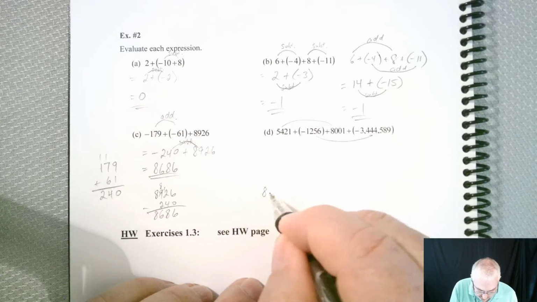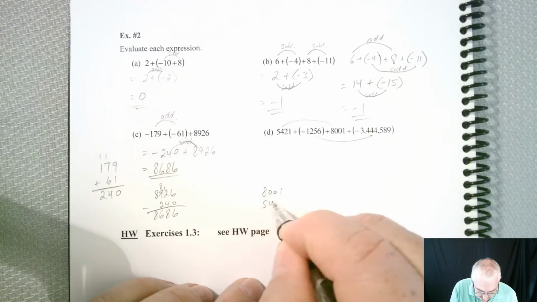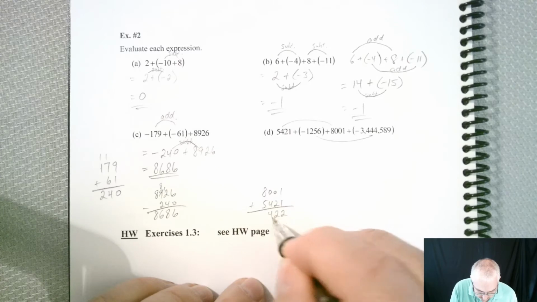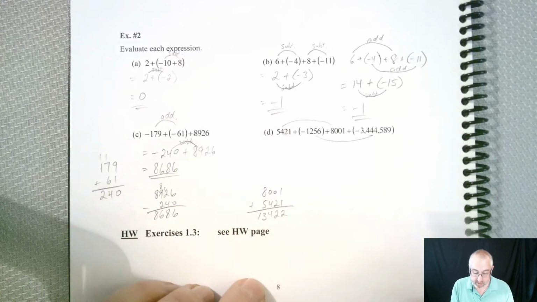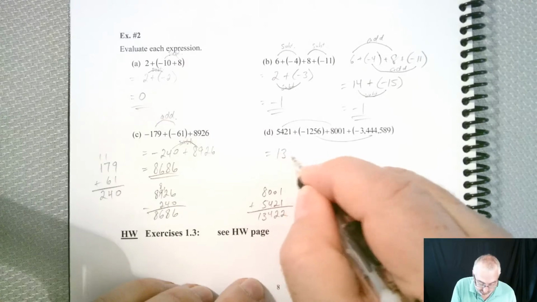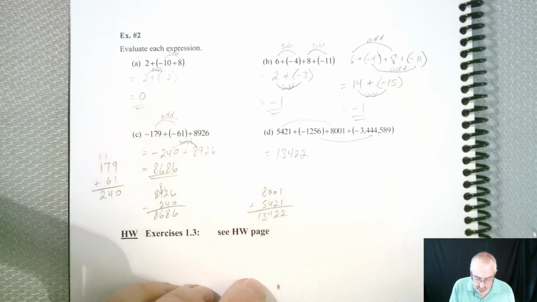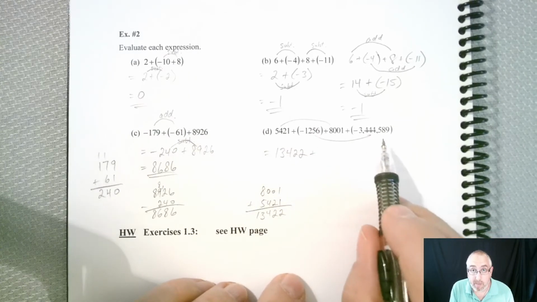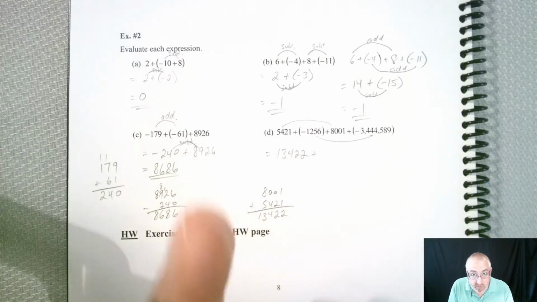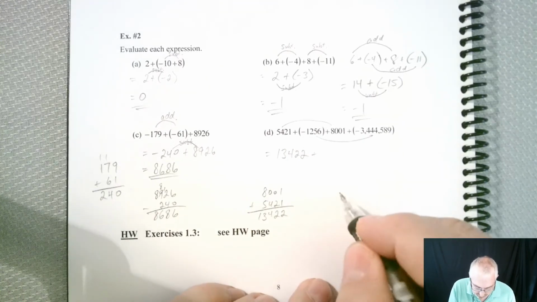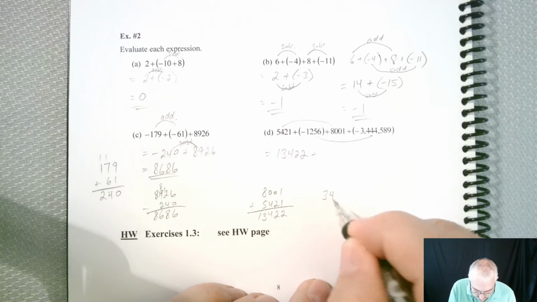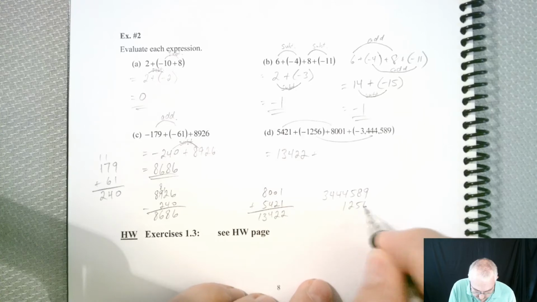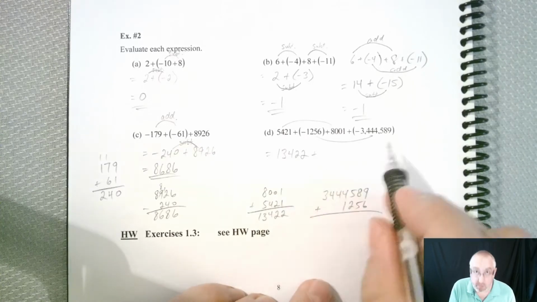So we got 8001, 5421, 22413. Now those were both positive, so we know that's going to be a positive answer. And now we got these 2 negative numbers. Ooh, we got a really big one here. So let's be careful. You want to make sure all your place values line up when you're adding or subtracting. So 3, 4, 4, 4, 5, 8, 9, 1, 2, 5, 6. And we do want to add them because they're both negative.